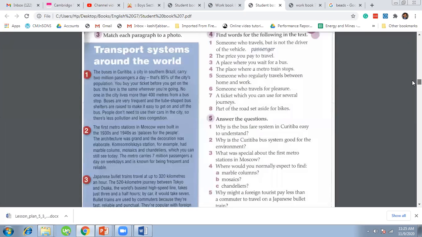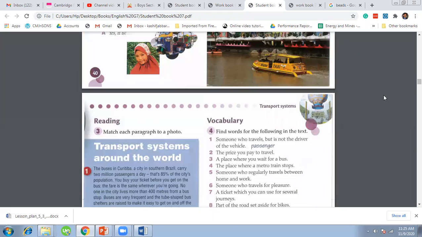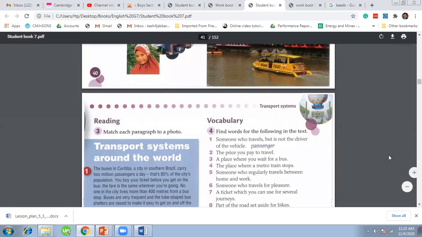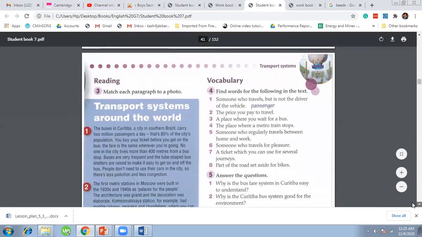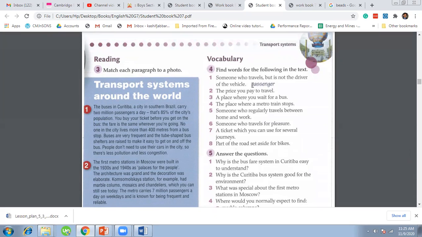All right. So the next question was to find words for the following in the text. These are the clues, the descriptions, and you need to find the words. Someone who travels but is not the driver of the vehicle is a passenger. The price you pay for travel is fare. The place where you wait for the bus is bus station. The place where a metro train stops is the metro station.